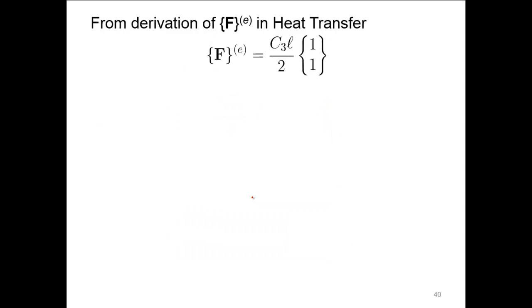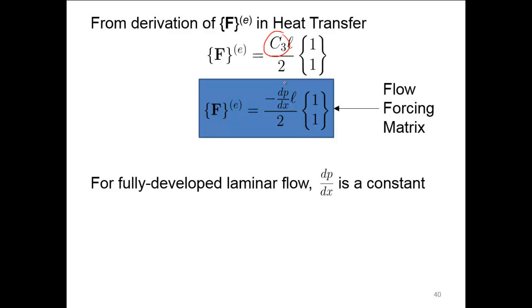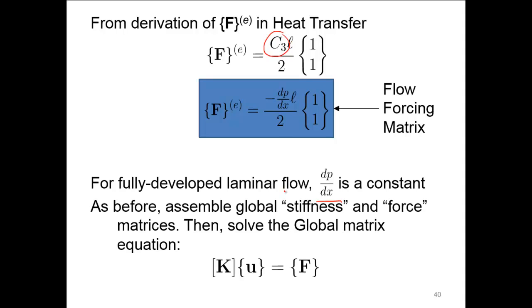From our force matrix, our forcing functions, we got C3 divided by L. C3 here is our pressure gradient, so we got the negative dP dx times L over 2. And that's our flow forcing matrix. Kind of makes sense, right? The pressure gradient is what drives the flow. For fully developed laminar flow, we've talked about this in fluids, dP dx is a constant. So we're going to sum our global stiffness and force matrices, and solve the global matrix equation to get the global values, probably global U's, and then work backwards to our local U values.